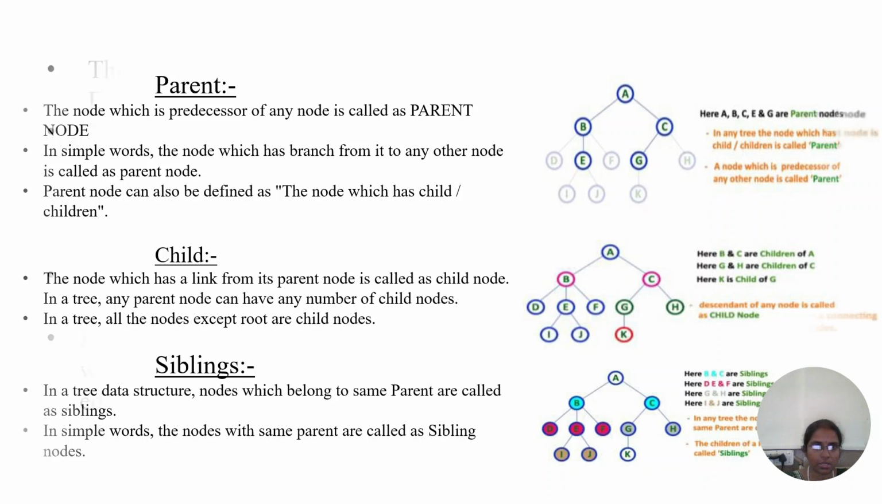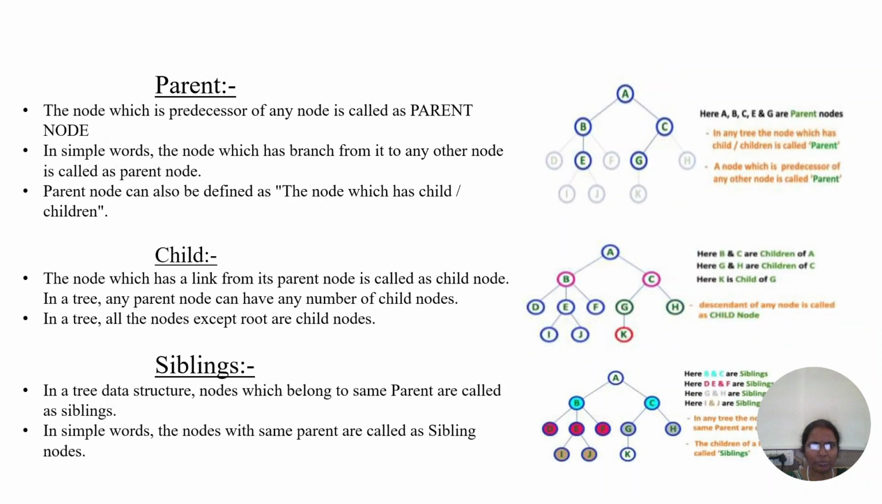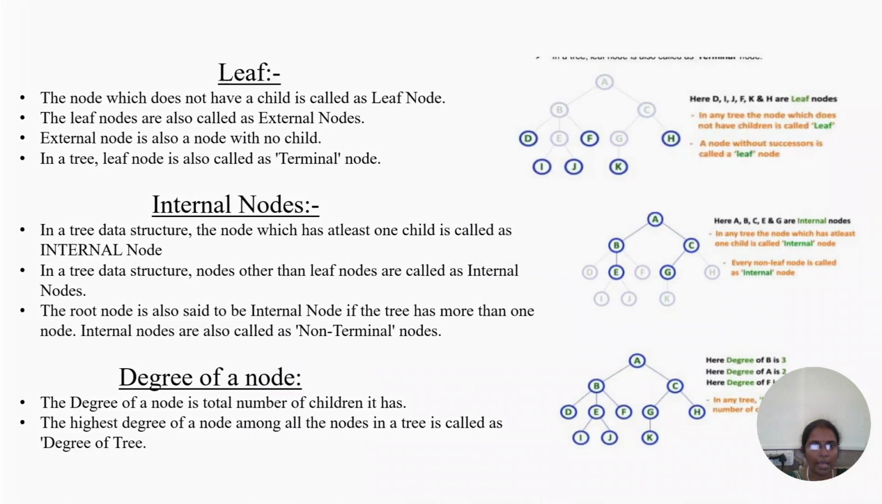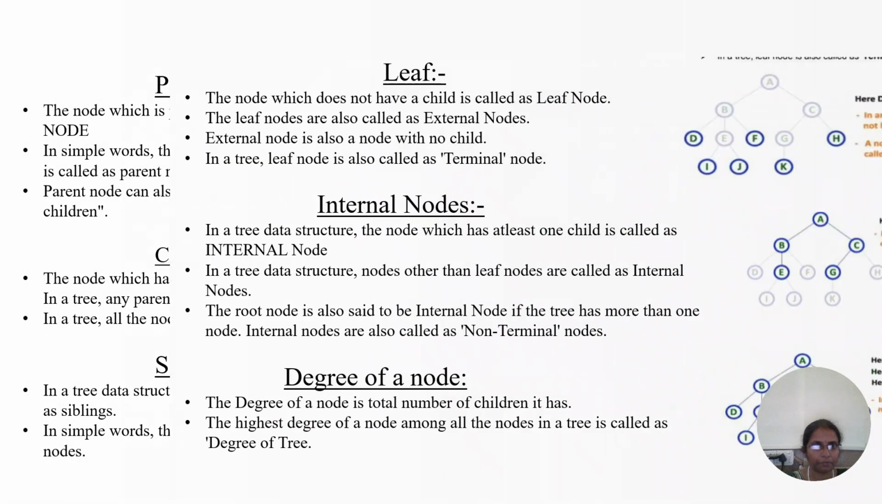As we discussed above, the first node is called the root node, and the link between two nodes is called an edge. The first node is also a parent node: if any node has children, that node is called a parent node. Then all the nodes except the root node are called child nodes. And siblings: the nodes which belong to the same parent are called siblings.